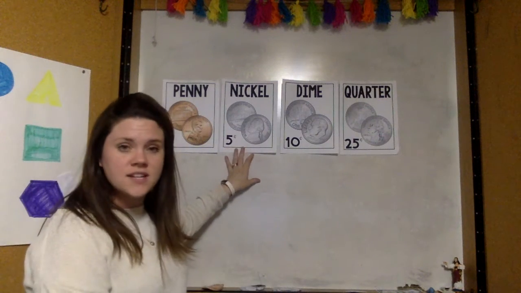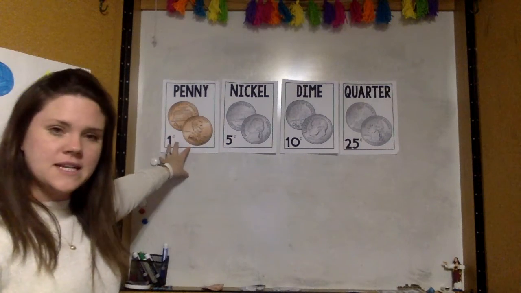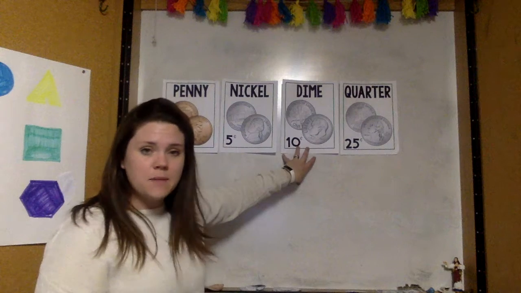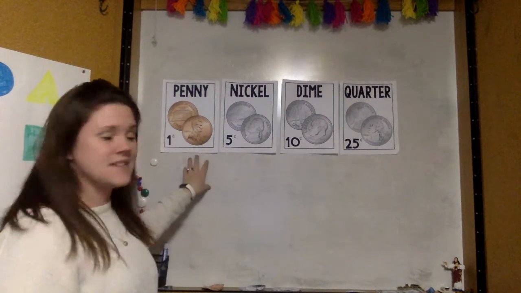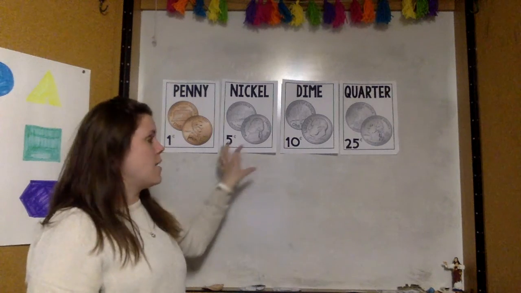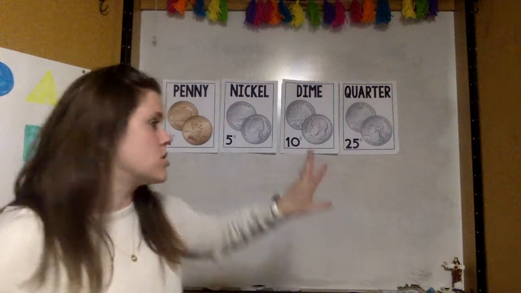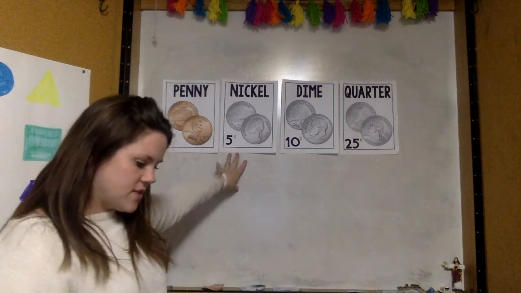Count all your nickels first, and then count your pennies, right? That's what we did on Friday. Or we did dimes and pennies on Friday. Right now we're going to do dimes and nickels. So as we count on, we're going to start with tens, and then we're going to count by fives, right?